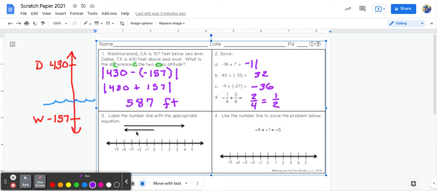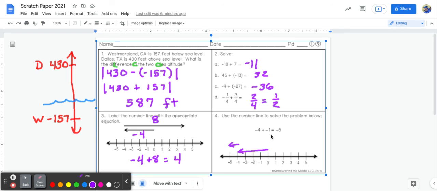Number 3 asks us just to label the number line with the appropriate equation. So if we're starting at 0 and we're moving left 4 spaces, that's going to be negative 4. And from negative 4 to positive 4 is a difference of 8. So this problem, if we wanted to label it, would be negative 4 plus 8. And that obviously equals 4. And we are going to create the number line for problem number 4, which has us starting at 0 and moving left 4 units because it's negative 4 plus negative 1, which means adding an additional unit to the left, and that equals negative 5.